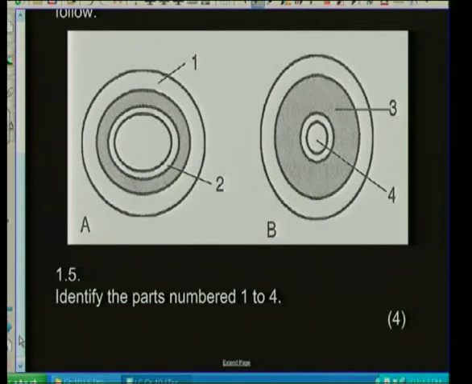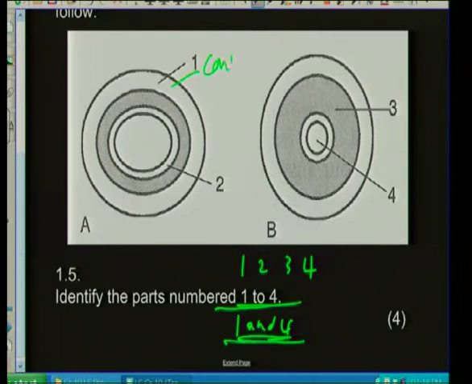Simple here now. Identify. Simple level 1 question. Identify parts numbers 1 to 4. Remember, it's saying 1 to 4. So that means 1, 2, 3, 4. If it said 1 and 4, then it would only be 1 and 4. So please make sure you understand the difference between these two. So 1, obviously the outer connective tissue.